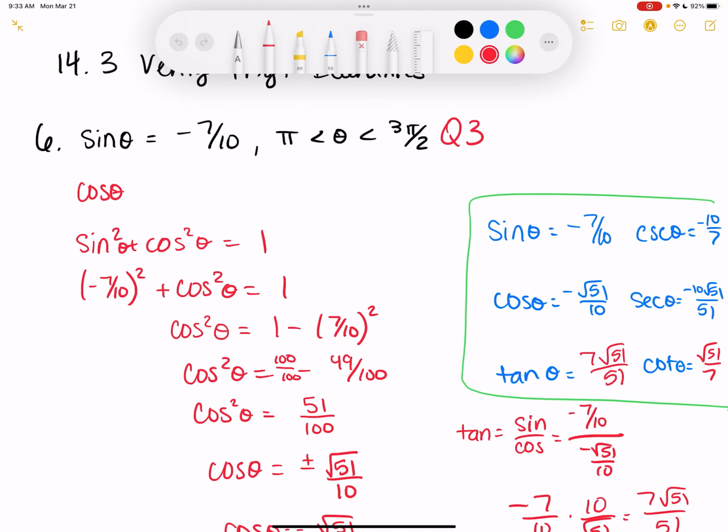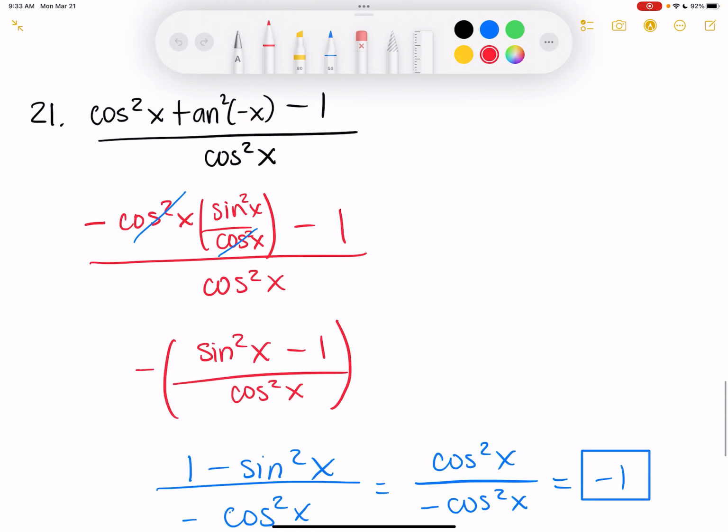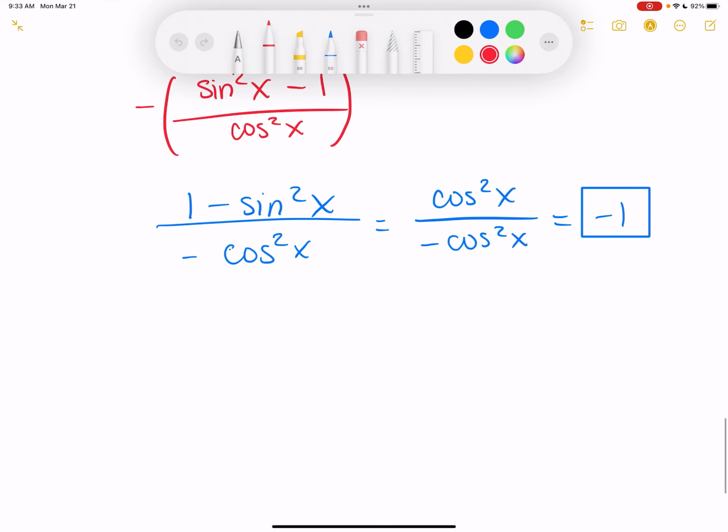Alright, so picking up at number 26. These problems now say to verify the identity. So with 26, it is the tangent of theta, cosecant of theta, cosine of theta is equal to 1.